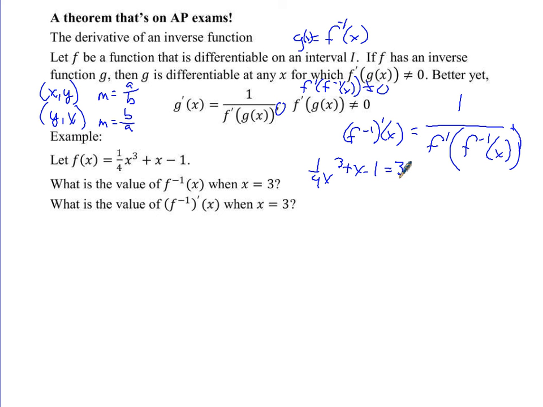Now what? How about subtract 3? Because you've got to solve for x now. And the way that we solve for x is by getting everything on one side and equals 0 on the other side. So I'm going to subtract 3 from both sides. So 1/4 x to the third plus x minus 4 equals 0. Now what?